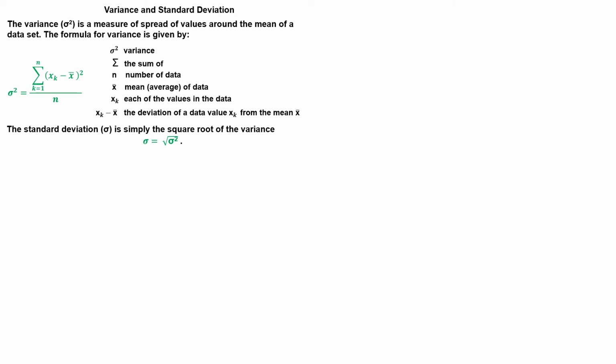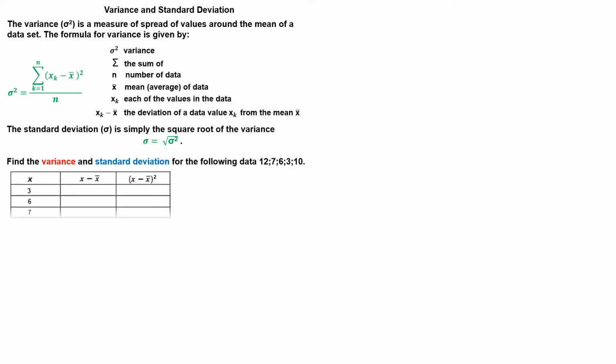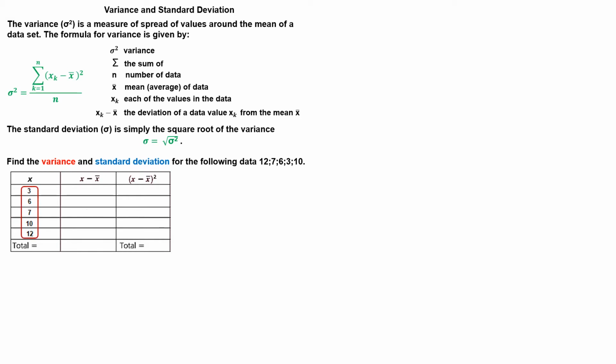Let's start with a very simple example. Find the variance and standard deviation for the following data. It's often useful to set your data out in a table so that you can apply the formula easily. To calculate the variance of a set of data, follow the steps. Calculate the mean by finding the sum of the values and dividing it by the number of values. Next, subtract the mean from each data value. This value is the deviation of each data value from the mean.